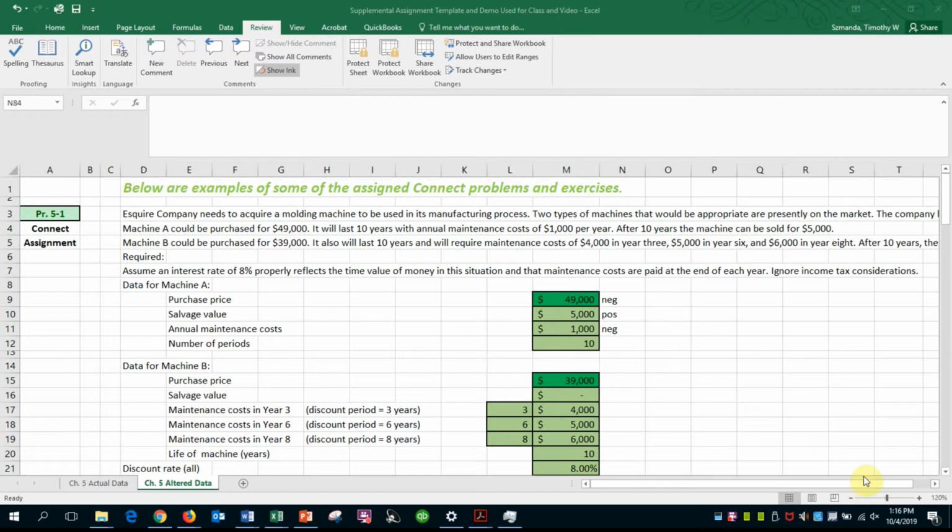In this video, we'll be going through some of the assigned problems in Connect that correlate with your end of chapter problems. The first one is problem number 5-1 at the end of the chapter. In the dark shaded green cells, I have changed the data from what you'll read in the problem. The light shaded green cells are the data given in the problem.